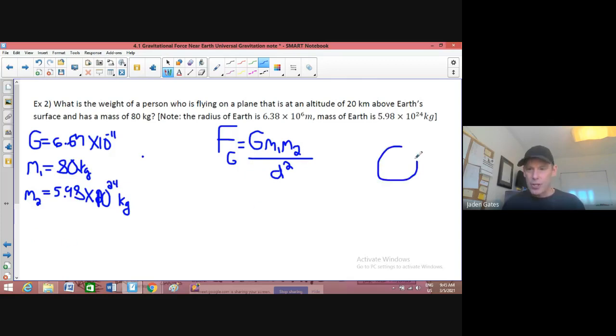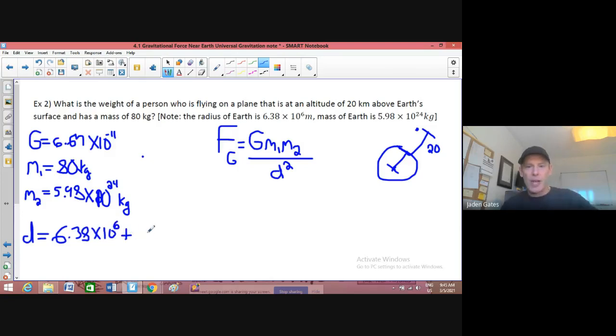All right, and now our radius of Earth. So again, we have this person up here. The radius of Earth, we have to count the fact that that's the distance from the center to the outside of Earth. And then we have another 20 kilometers on top of that. All right, so we got to be in standard units here, so our distance is going to be 6.38 times 10 to the power of 6 plus that extra 20 kilometers.